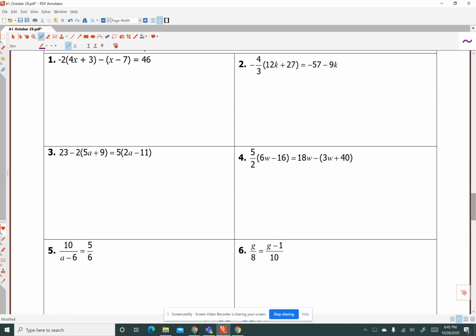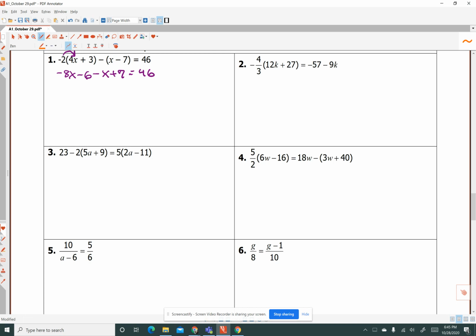In looking at this first problem, the first thing I need to do is to distribute this -2 through that set of parentheses. And then I have a negative. Remember, the negative is really like an invisible -1, but the effect of that negative is simply to change the sign inside everything in parentheses. So -2 times 4x is -8x. And -2 times +3 is -6, minus x plus 7 equals 46.